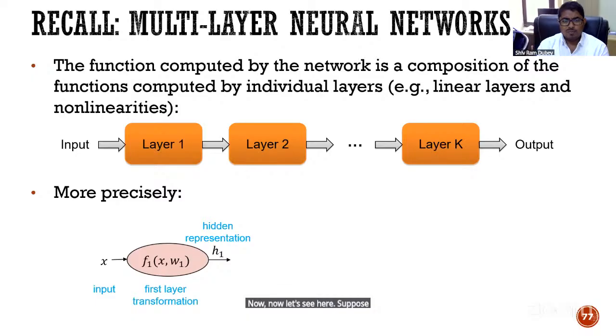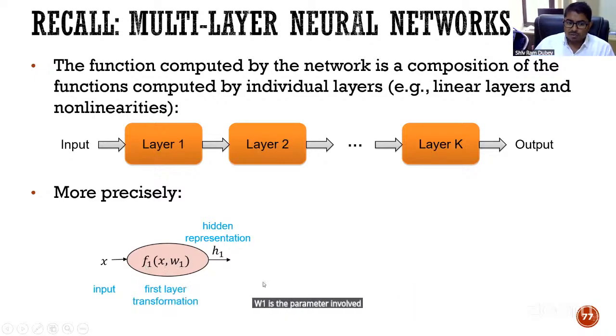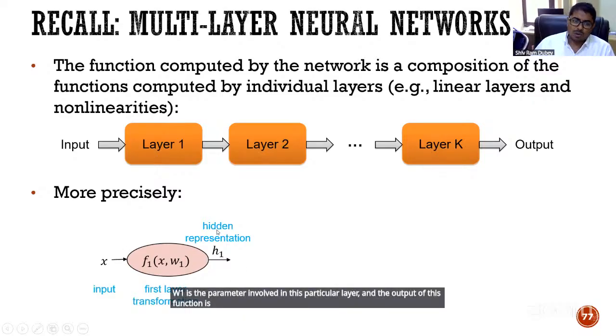Suppose we have the first layer, and the first layer is written as f1 of x comma w1. What is the meaning of this? f1 means we are writing the first layer as a function. x is the input to that function. w1 is the parameter involved in this particular layer. And the output of this function is represented as h1, the hidden representation h1.